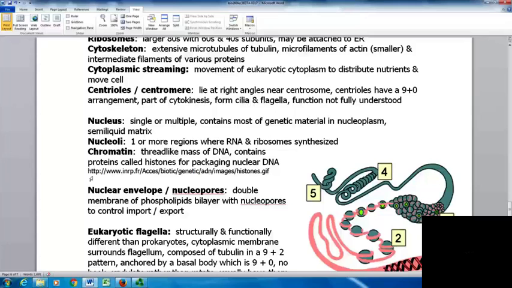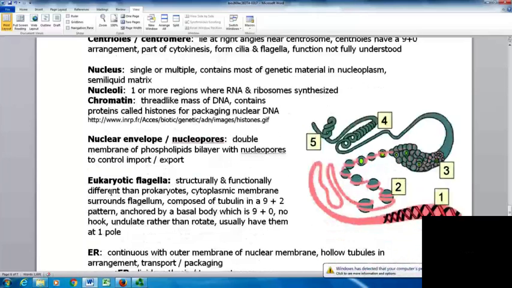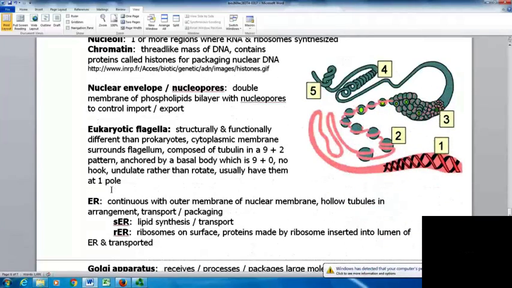Chromatin is a thread-like mass of DNA. It's going to contain proteins called histones for packaging the nuclear DNA. This is the loosely coiled format that you're going to see the DNA in most of the time. Your nuclear envelope will have nuclear pores that will allow things to go in and out. It is a double membrane made up of phospholipid bilayer, and those nucleopores control what goes in and out.